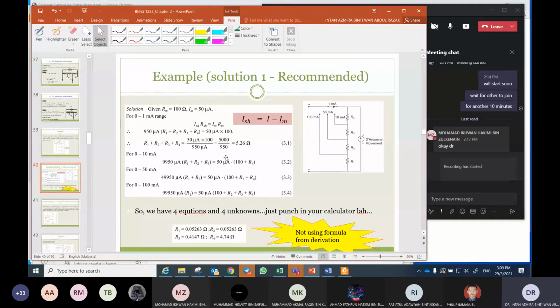Okay, so you can start at any switch. Now let's go for 50 milliamp here. So now I shunt 2 in the bracket R1 plus R2 is equal to 50 milli multiplied with R3 plus R4 plus Rm. Okay, how to get this?